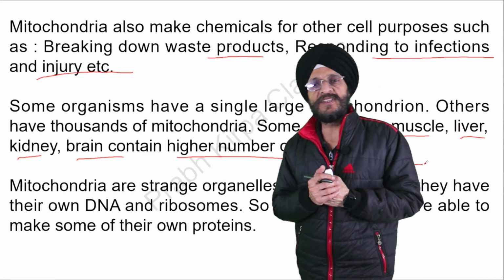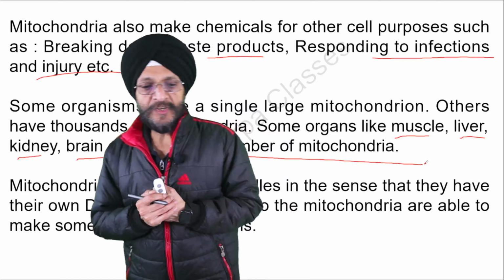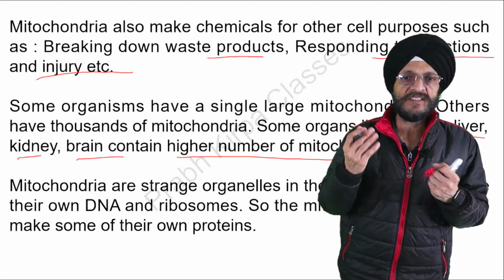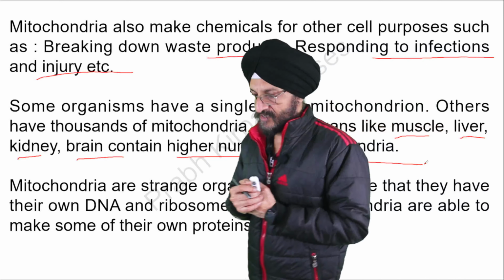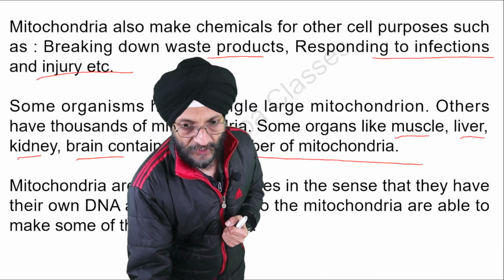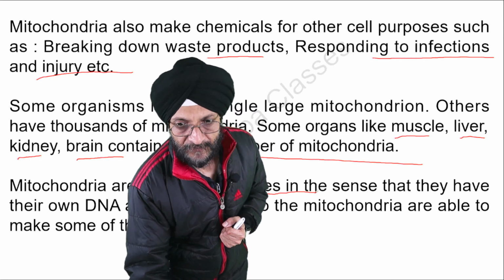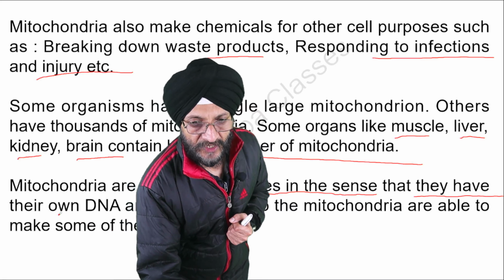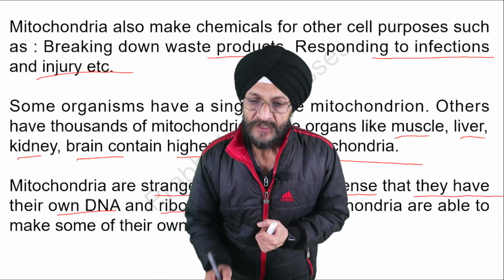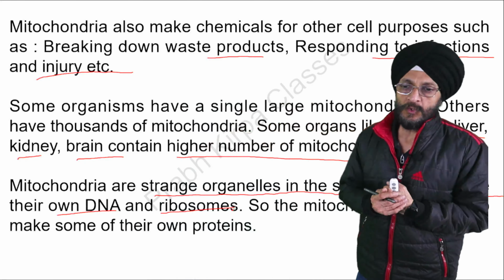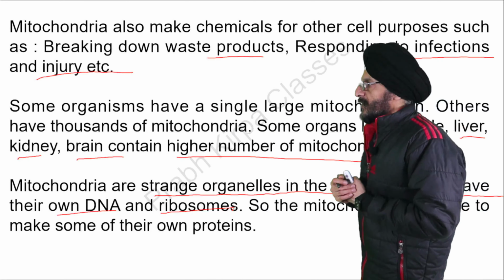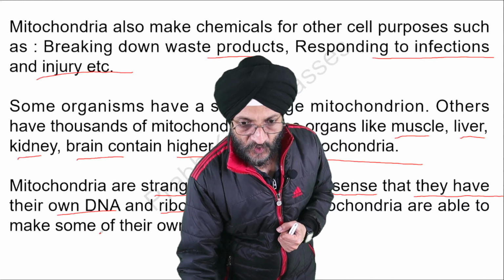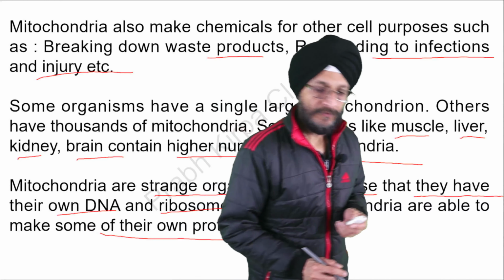There may be a question in the exam: why are mitochondria strange cells? In what sense are they strange cells? So the answer will be that mitochondria are strange cells in the sense that they have their own DNA and ribosomes. So the mitochondria are able to make some of their own proteins.